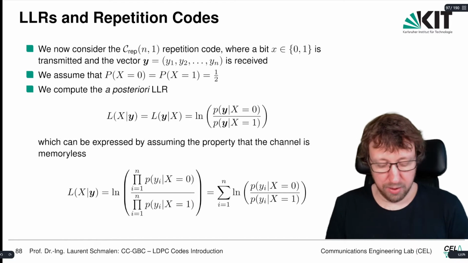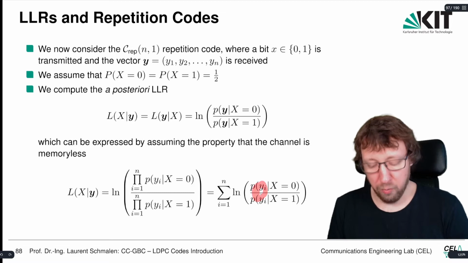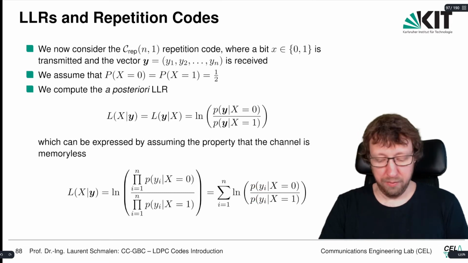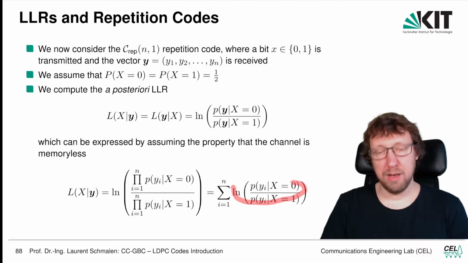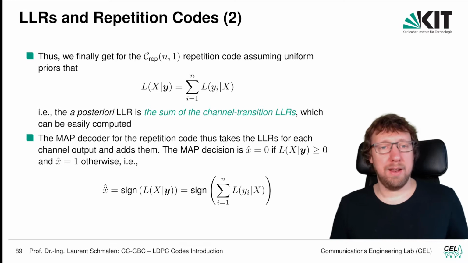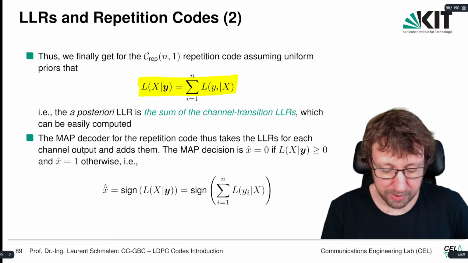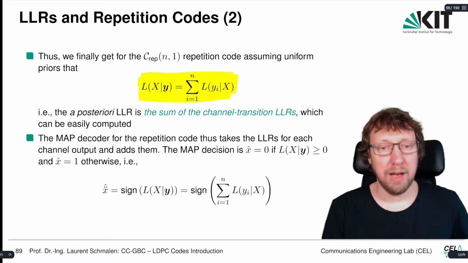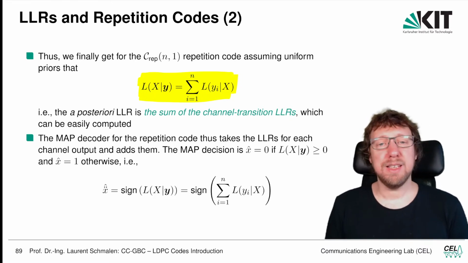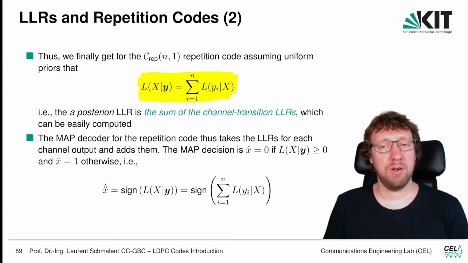And the log of a product is the sum of the logarithms. So this is the sum of the log of P of yi given x equals 0 over P of yi given x equals 1. And this is the channel transition log-likelihood ratio. So we get the following result: the log-likelihood ratio of x given y is equal to the sum of the log-likelihood ratios of yi given x. So it's essentially the sum of the channel transition log-likelihood ratios.